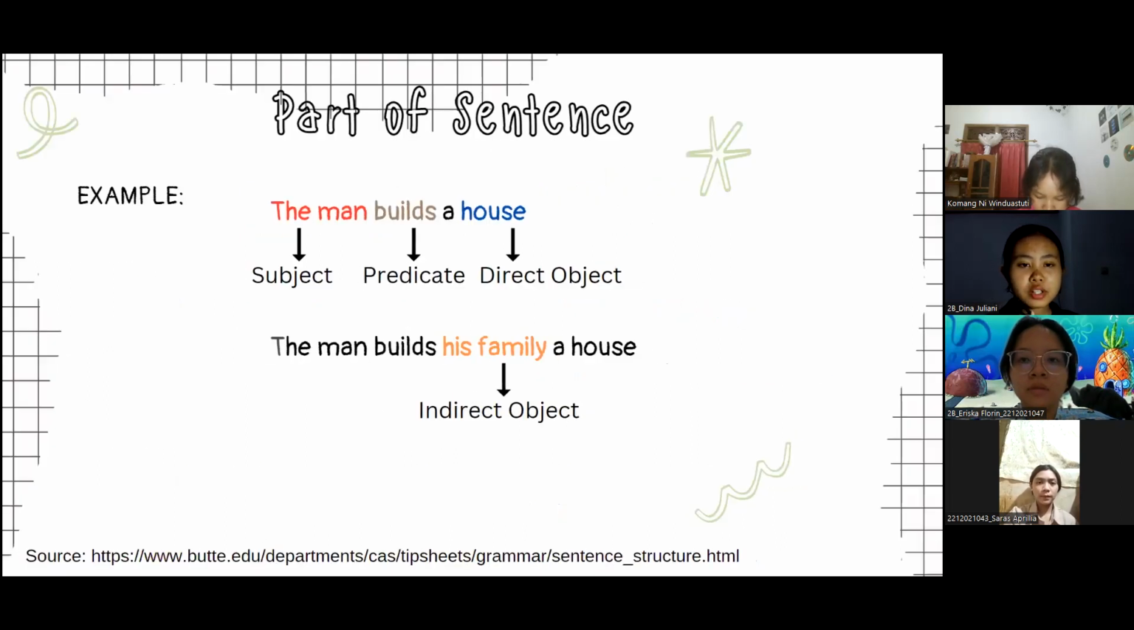Okay, for making it more understandable about the part of sentence, I'll give you an example. So I have two sentences here. First is: the man built a house. The man in this sentence is a subject, and then built is a predicate and house is a direct object. And then the second sentence is: the man built his family a house. In this sentence, the words his family are an indirect object. Next.